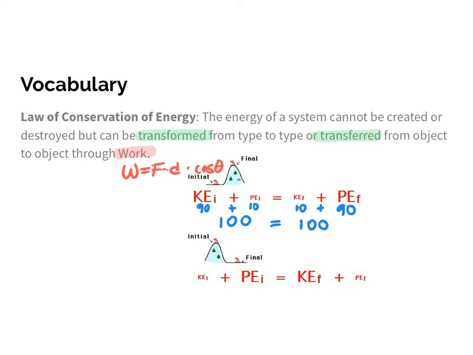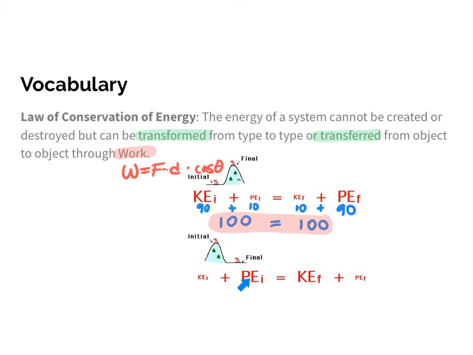This idea right here is what shows the law of conservation of energy: energy stays the same. The same idea can be seen in reverse. Let's say I give it a lot of potential energy to start, and it goes down the hill. It's going to lose height but gain speed. If it gains speed, it's going to gain that speed, or that energy, from somewhere.